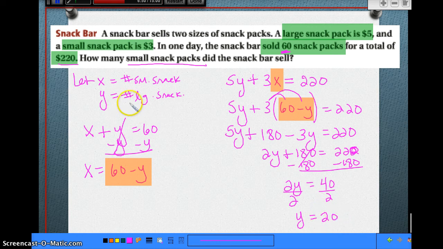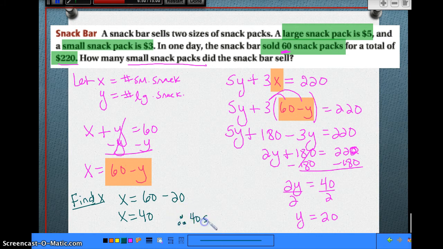Now, that tells me how many large snack packs I have, but I still have to figure out how many small snack packs I have. So, if you go back to what we have here with this equation, I can figure that out by saying x equals 60 minus y, and I just figured out that y is my 20, and 60 minus 20 is equal to 40. So therefore, we're talking about 40 small and 20 large snack packs.